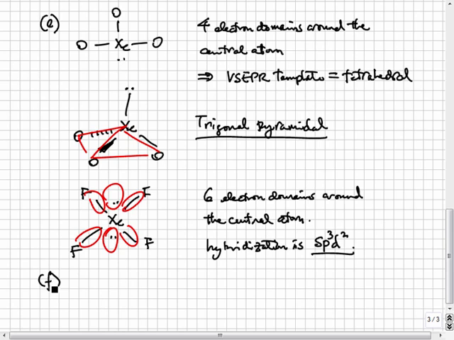XeO3 should be polar, because each O-Xe bond is polar, O being more electronegative than Xe. The dipole moment of each O-Xe bond pulls electron density towards the O atom. The net result of these is that the electron density is concentrated on the side of the molecule with the 3 oxygens.